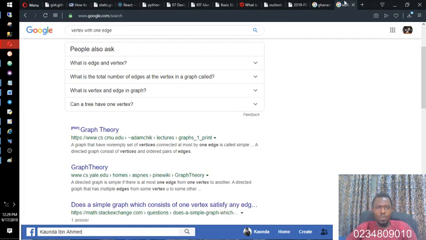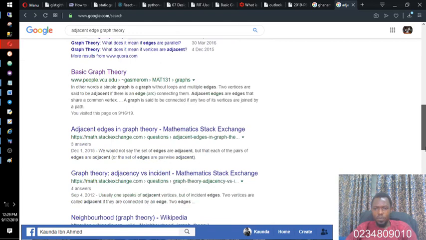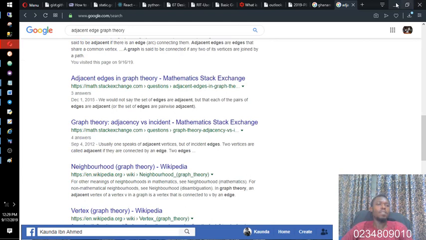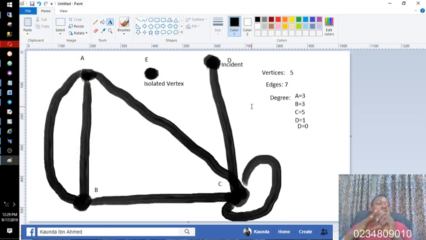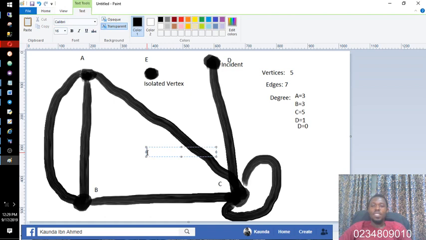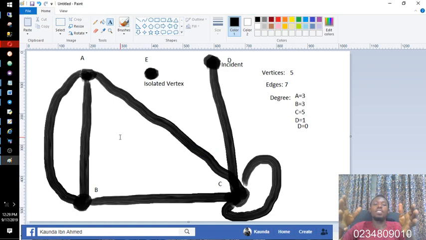When I Googled this, these things came up: adjacent vertices, edges. The whole term revolves around edge, vertice, and then degree. If you say adjacent, that means the one is connected to the other. That is all adjacent means.